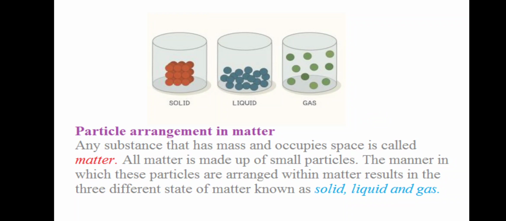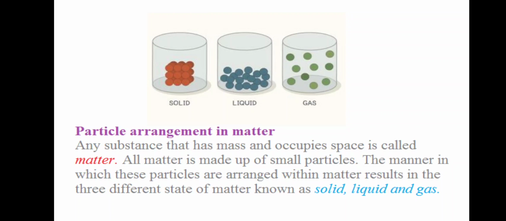Particle arrangement in matter. Any substance that has mass and occupies space is called matter. All matter is made up of small particles. The manner in which these particles are arranged within matter results in the 3 different states of matter known as solid, liquid, and gas. So every substance that has mass means it has some weight. When you put it on the weighing machine, it will show some weight. So everything has mass, and thus it occupies space.